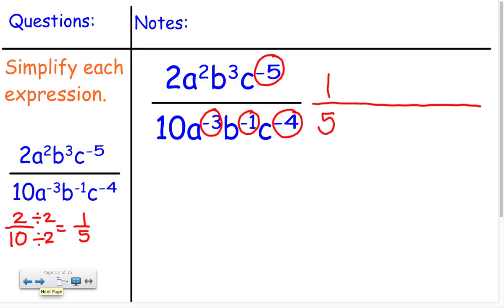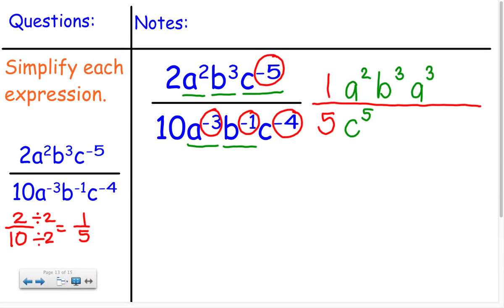So then I go left to right in the problem. A squared can stay where it is. B to the 3rd can stay where it is. C to the negative 5th has to move to the bottom and become positive. Then I go to the bottom. A to the negative 3rd needs to move to the top and become positive. B to the negative 1st has to go to the top and become positive. C to the negative 4th has to go to the top and become positive. So I've got a lot on the top and not too much on the bottom now.